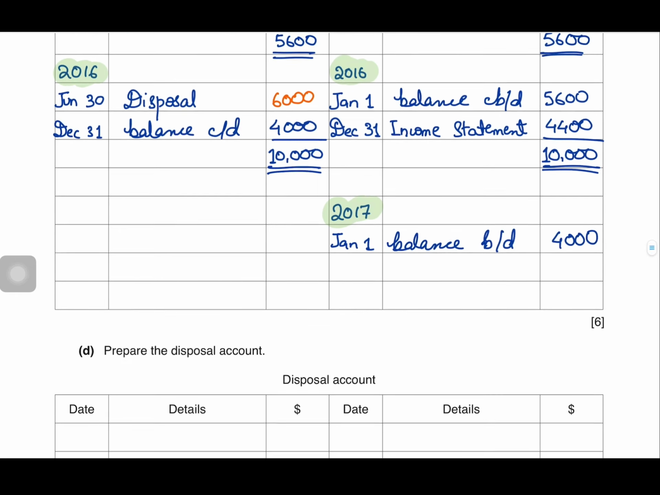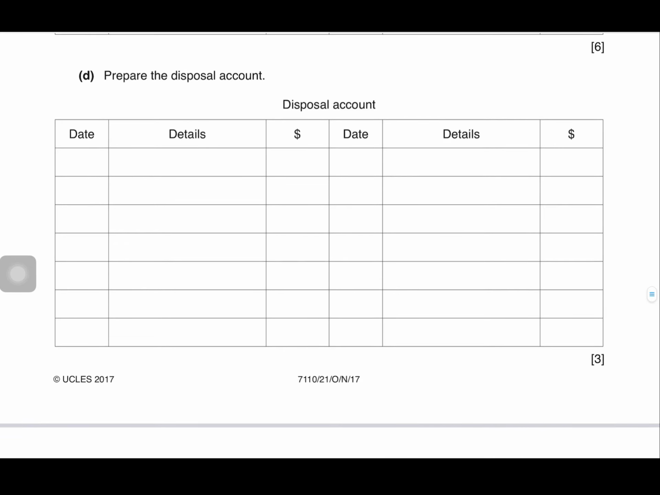Now let's move to part D. So this is what we have to prepare, our disposal account, and it would be easy because we have already calculated everything, right? We know the accumulated depreciation, the cost is given to us, the disposal proceeds are also given to us. So the year of disposal is what? It is 2016.